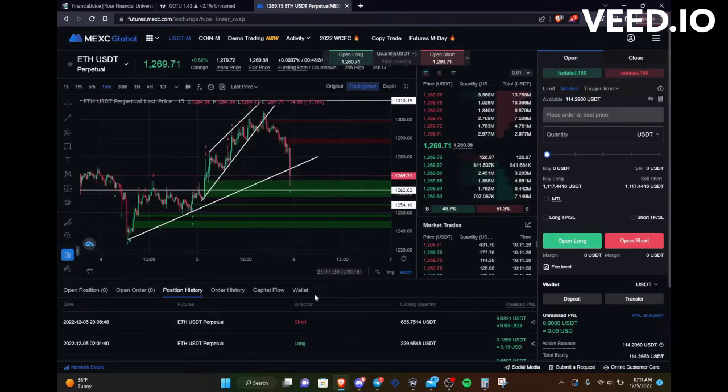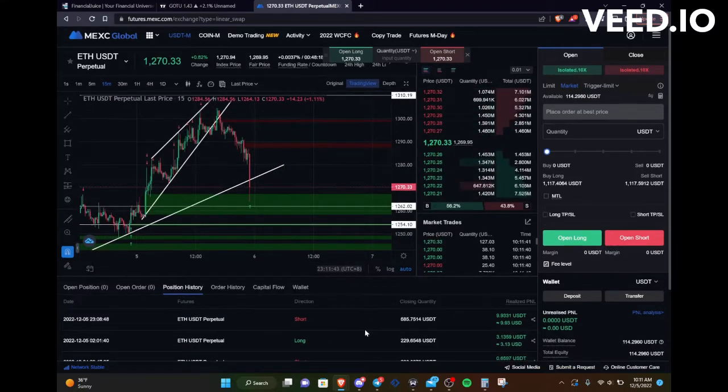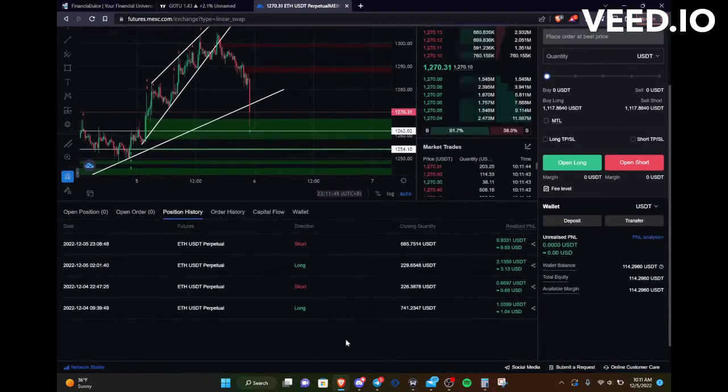And we're back. So the trade played out. The short has fully hit the TP. I did close it slightly early, just right around this level at like 1268ish, and we made about $9.93, so just under $10 in total. We've made $14.